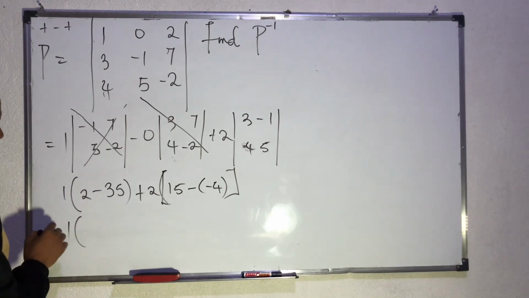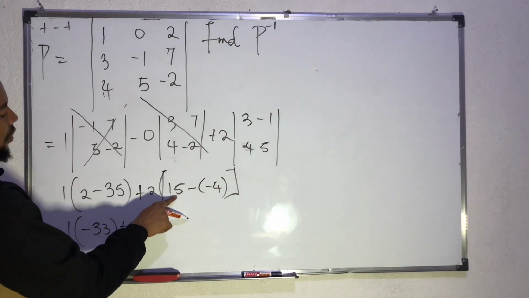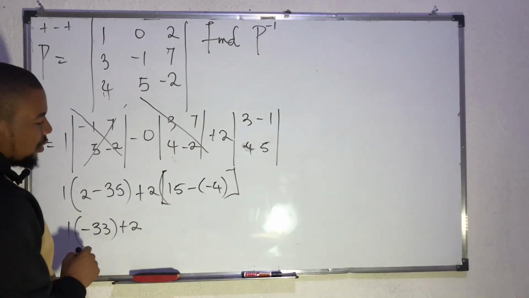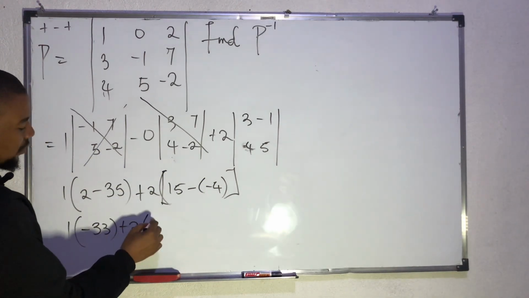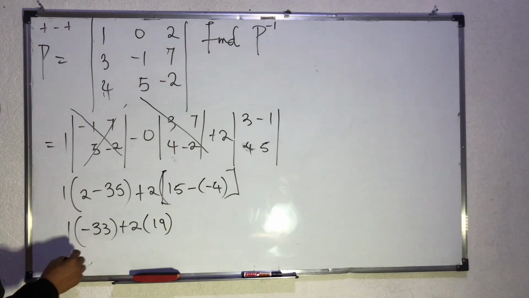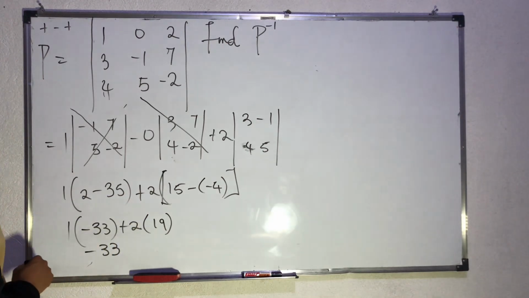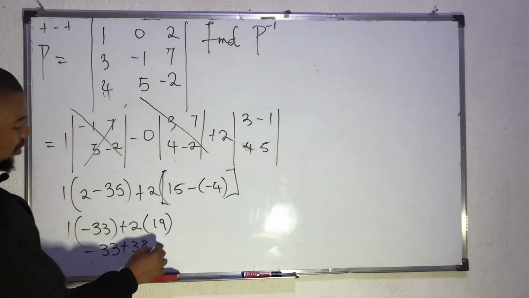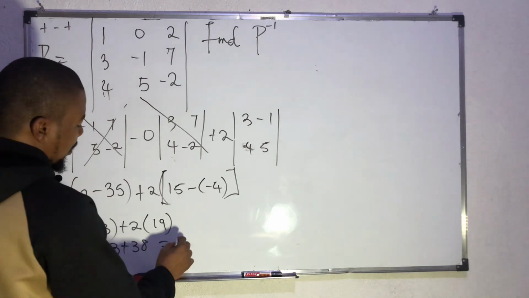2 minus 35 gives us a negative 33. 15 plus 4, because negative multiplied by negative gives us a positive, gives us a 19. 1 multiplied by negative 33 gives us a negative 33. 2 multiplied by 19 gives us a 38, plus 38. This is equal to negative 33 plus 38, which gives us a 5.